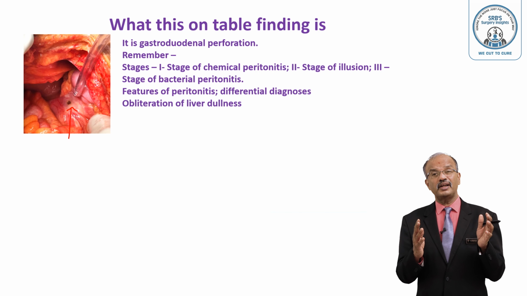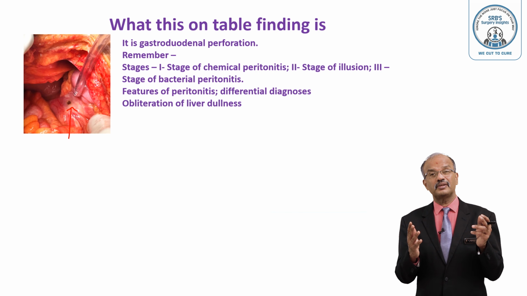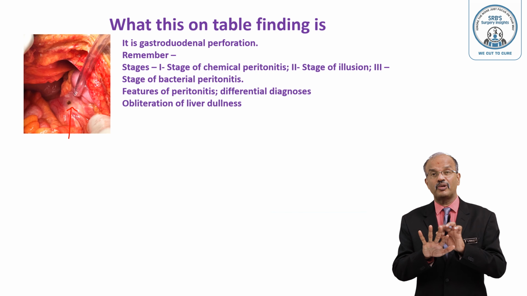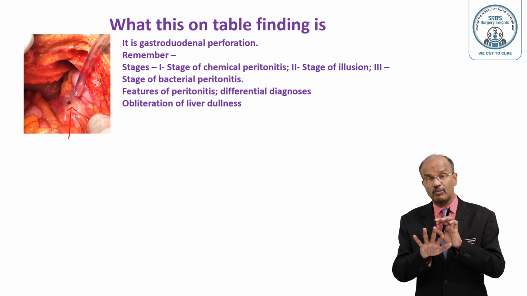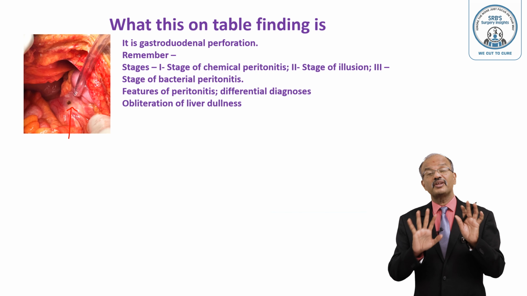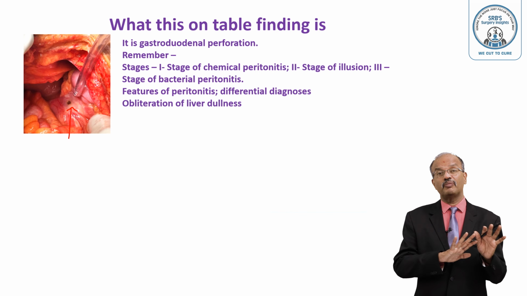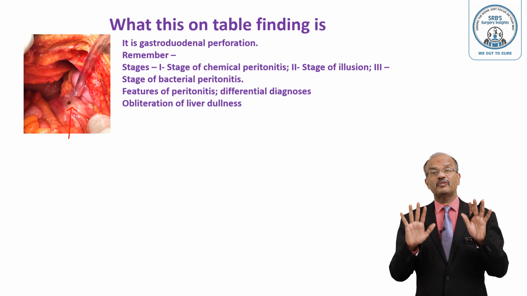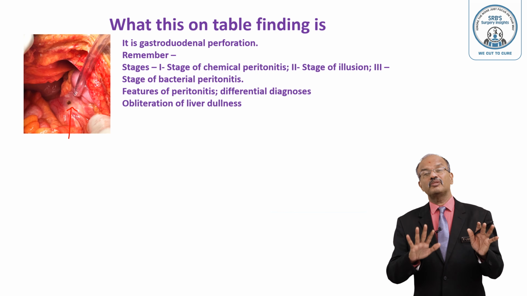So how is it clinically diagnosed? They will have sudden severe onset pain. Then later they will have guarding, rigidity, tenderness, rebound tenderness. Then on percussion in the flank, free fluid will be there. And the liver dullness will be obliterated. It's very important. If you check the liver dullness, it will be obliterated. Clinically you will say gas under the diaphragm. So obliteration of the liver dullness is a hallmark of perforation, and gastroduodenal perforation also.